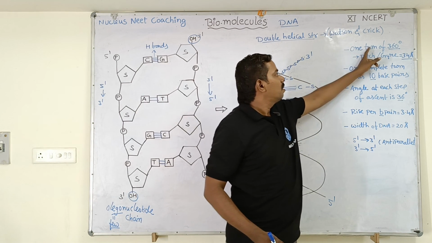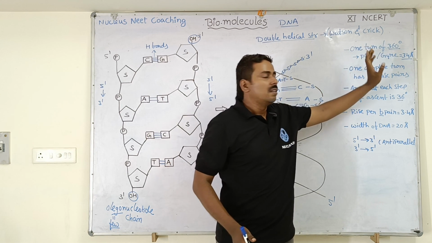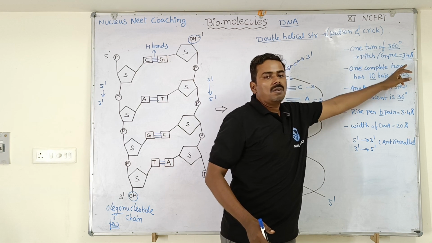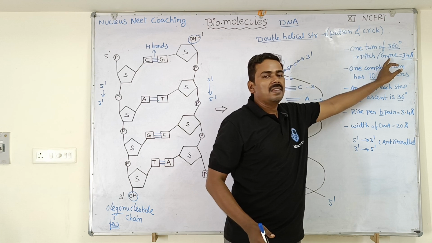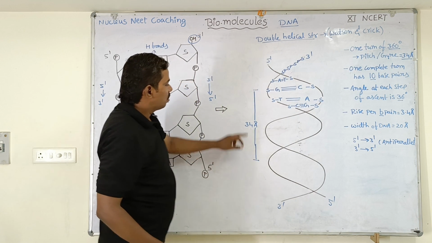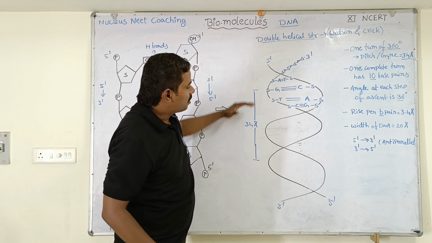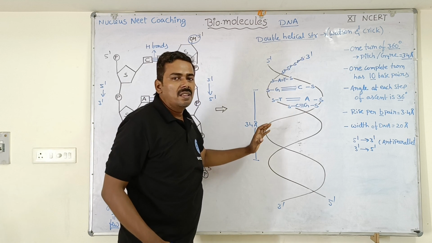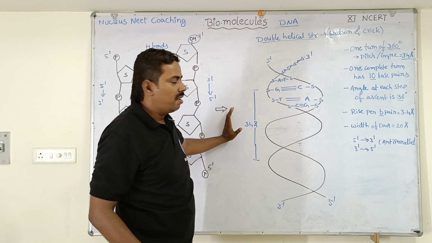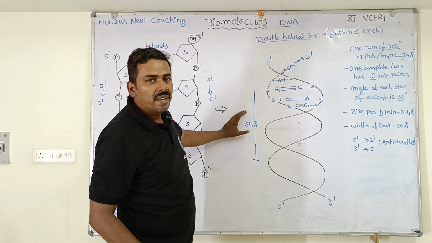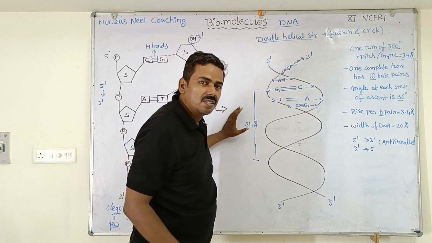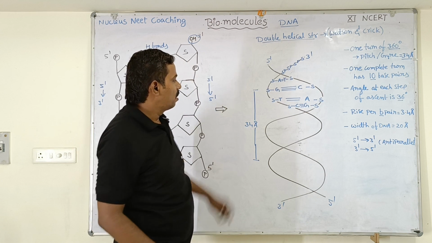So one turn of 360 degrees requires 34 Angstroms distance, and it is called the pitch of the DNA, otherwise called the gyre of the DNA. So this is the distance which is needed for DNA to take one complete 360 degree turn. Understood?